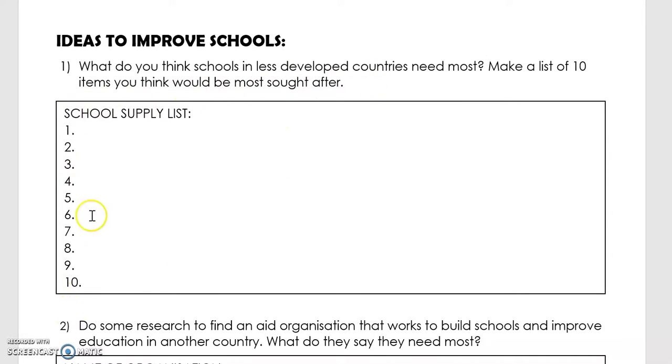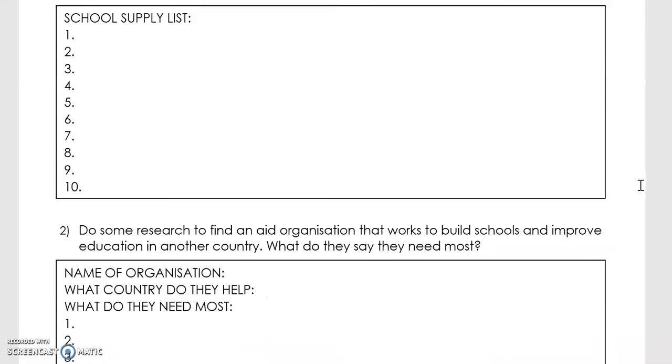So in these less developed countries where they may not even have a school itself, if you were creating a school supply list for them, what do you think they would need? What would be the 10 most sought after things that these kids need? Okay, having an iPhone 10 is not going to be on that list. We're thinking basic things here like pens and paper and books.